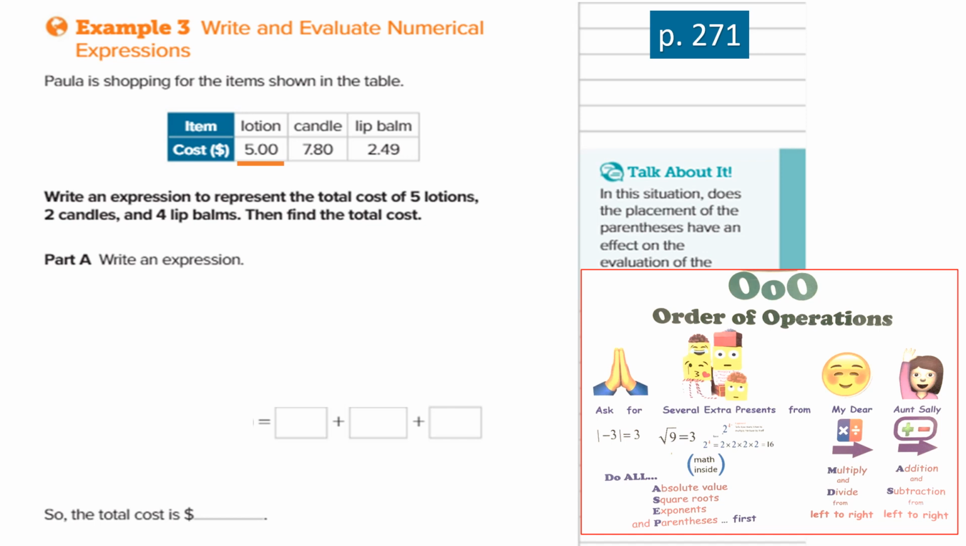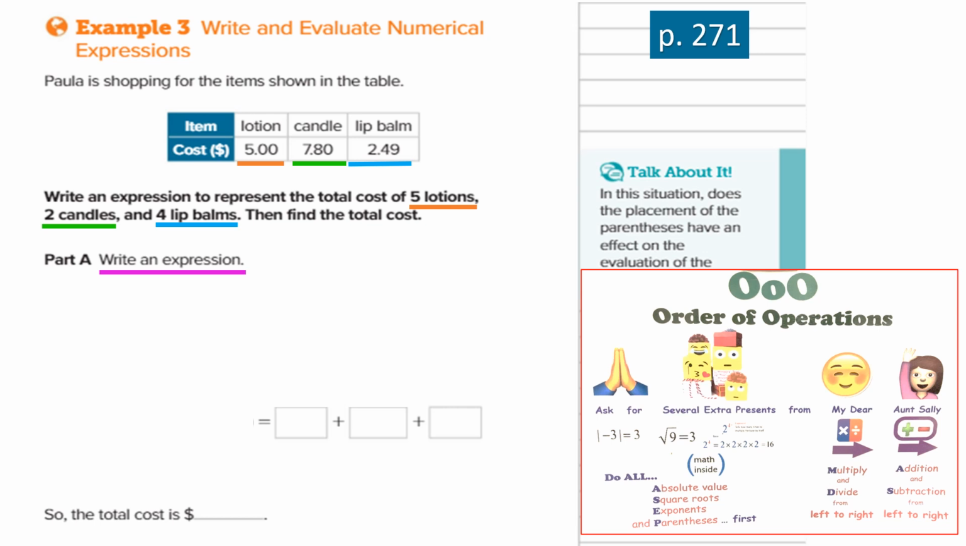So we have lotion, and we can see that it costs $5 per lotion, and then we look at how many lotions we're buying. We're buying 5 of them. Candles are $7.80 a piece. How many are we buying? We're buying 2. And then our lip balm is $2.49 a piece. How many are we buying? We're buying 4. So we want an expression that's going to find the total cost.